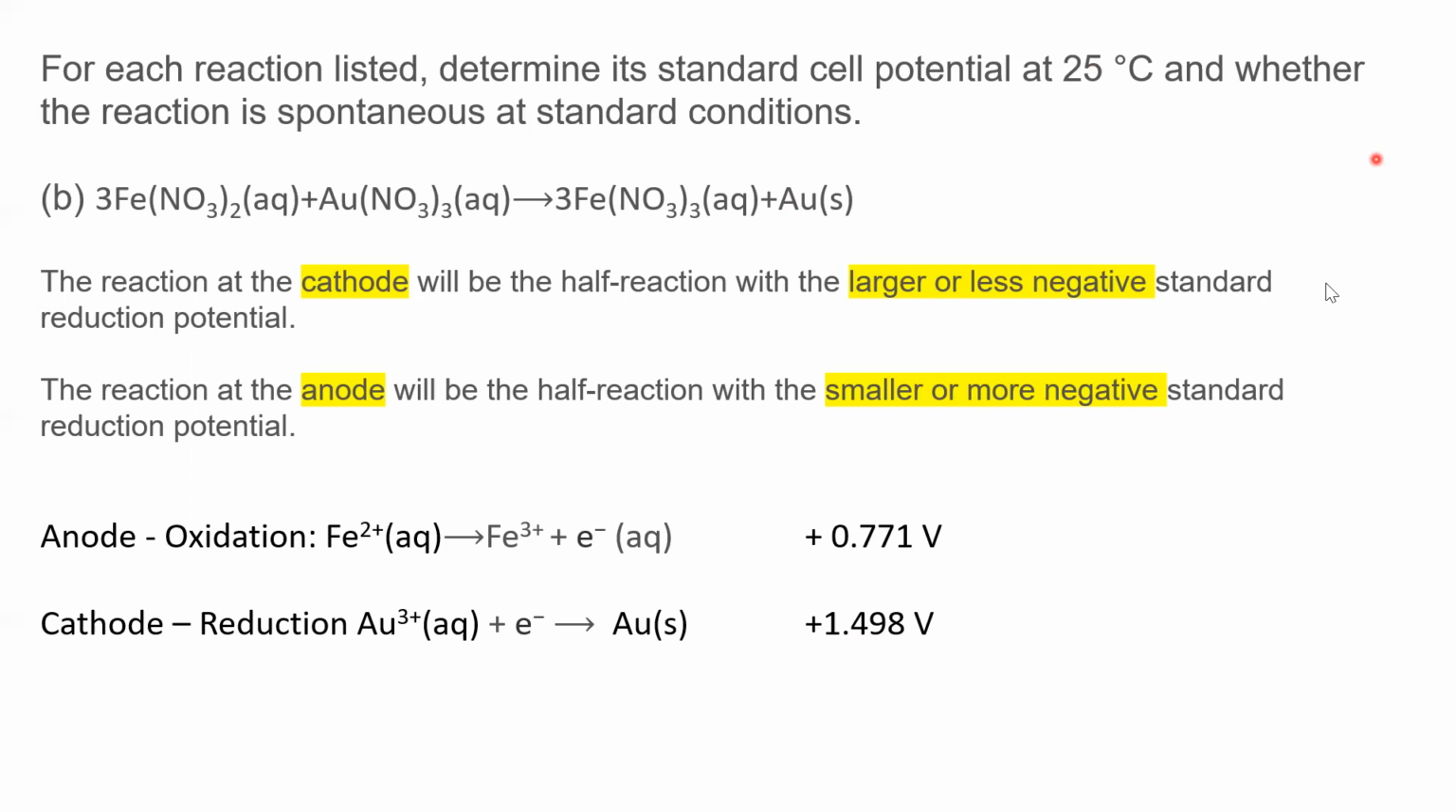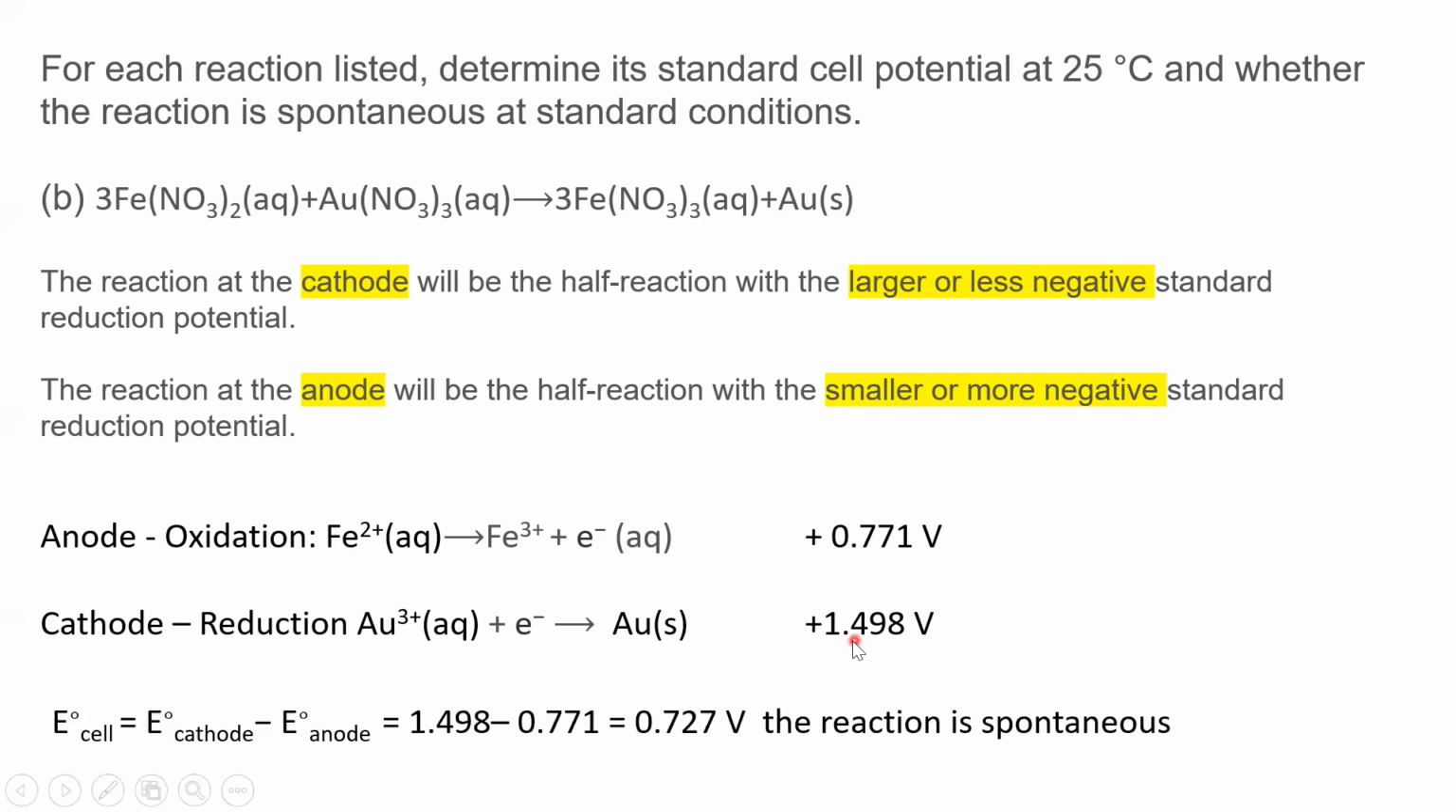It's the cathode value, subtract the anode value. 1.498 is our cathode value. 0.771 is our anode value. So 1.498 minus 0.771 gives us a positive value. That means this reaction is spontaneous.